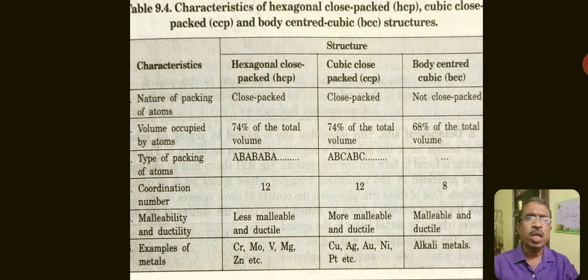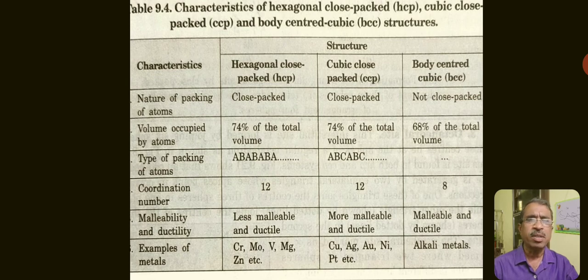The coordination number, which you will be studying later on, in hexagonal close packed is 12, in cubic close packed also 12, and in body centered cubic it is 8. Hexagonal close packed metal crystals are less malleable and ductile. Cubic close packed metal crystals are more malleable and ductile, and the body centered cubic lattice crystals are normally malleable and ductile.